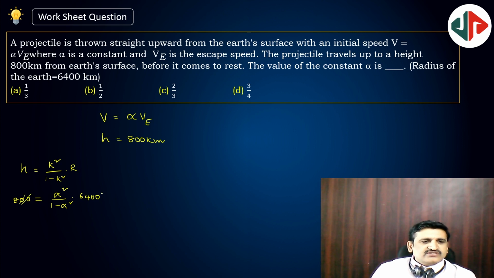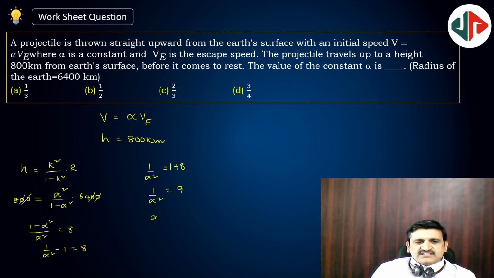Cutting the zeros, 1 minus alpha square by alpha square is equal to 8. So 1 by alpha square minus 1 is equal to 8. So 1 plus 8 is equal to 1 by alpha square. This is equal to 9. 1 by alpha square is 9. Then alpha is equal to 1 by 3, or 0.33. 1 by 3 only. Okay, fine.